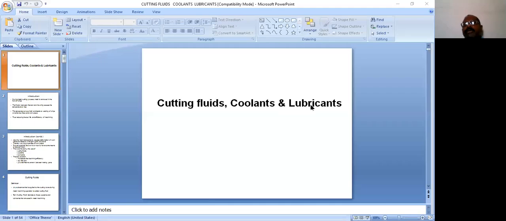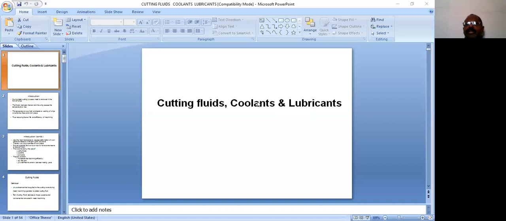What is the importance, or where is the requirement, of coolants or cutting fluids? So far we have discussed that, which is sufficient to know the importance of cutting fluids and coolants. So after completion of this importance, now we enter into that chapter: cutting fluids, coolants and lubricants.